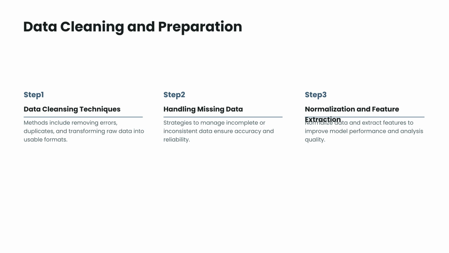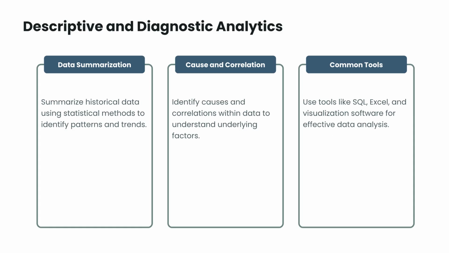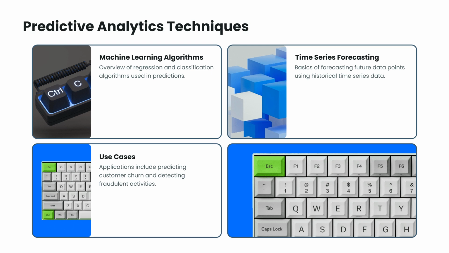to improve analysis quality. Descriptive analytics summarizes historical data for patterns, while diagnostic analytics identifies cause and correlation. Tools like SQL, Excel, and visualization software are commonly used. Predictive analytics uses machine learning algorithms for predictions and time series forecasting for future data points. Applications include predicting customer churn and detecting fraud.